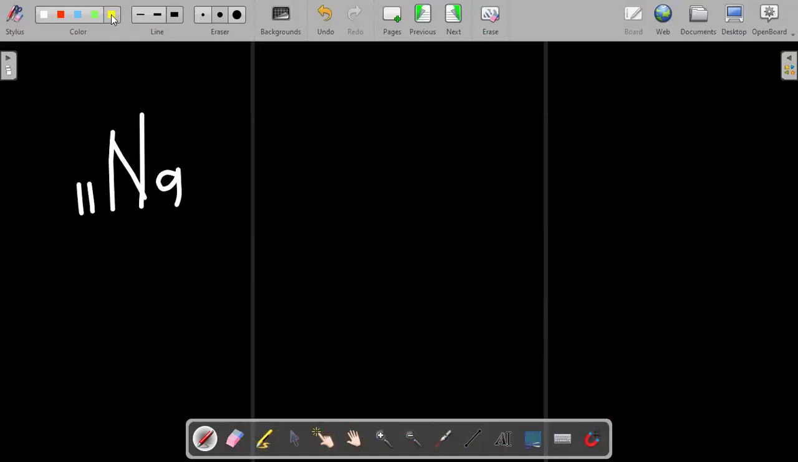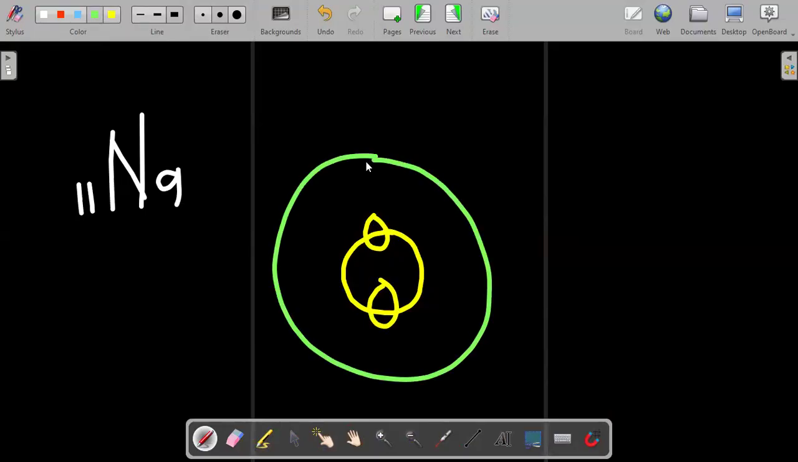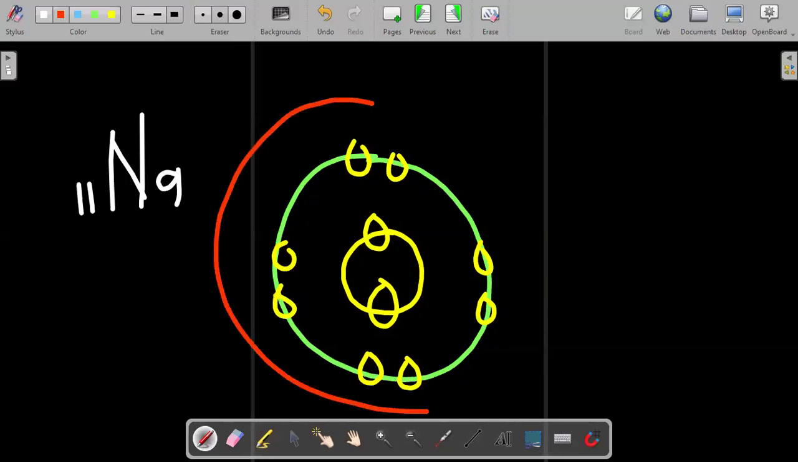Okay, I want to arrange 11 now. We agreed that the first shell must be 2. Then the second one has to be 8. So 2 plus 8 is 10, but we need 11. That means I need to draw another shell, right?